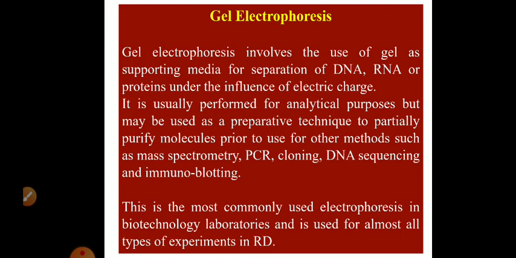Now let us discuss in detail about the gel electrophoresis process. So what are the different types of gels? Number 1, starch gel; number 2, agarose gel; number 3, polyacrylamide gel. In most cases we use a combination of agarose and polyacrylamide, when we want to separate very large molecules.